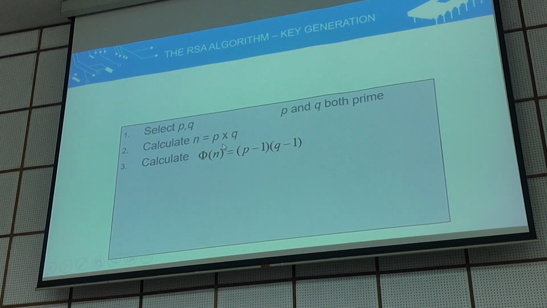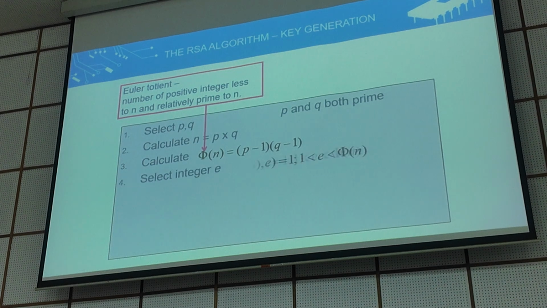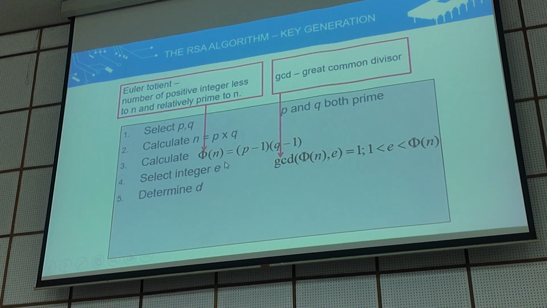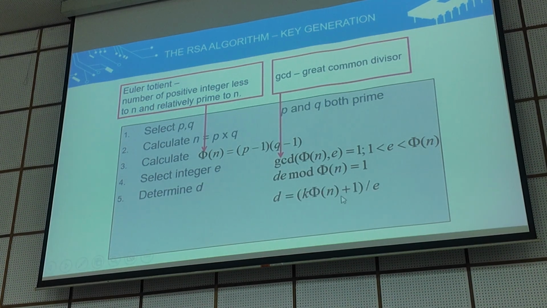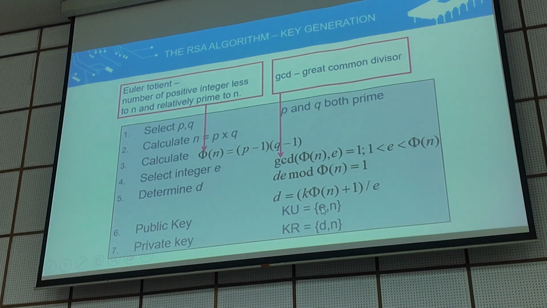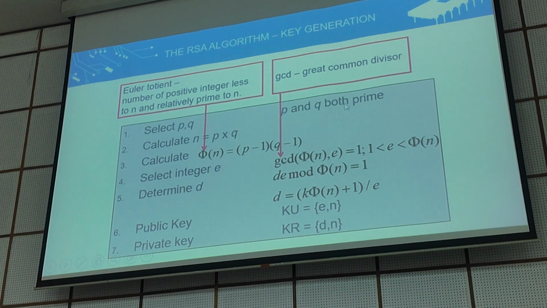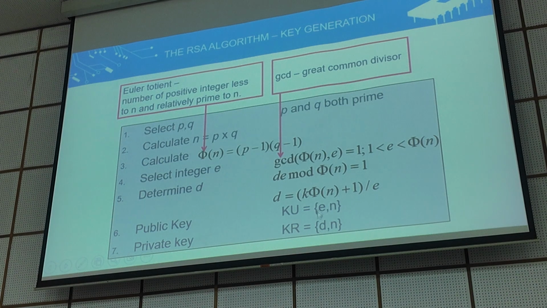After that, they find the formula (P minus 1) times (Q minus 1). Then they select the integer E and determine D by using the formula. Then the public key KU is equal to E and N. Private key is D and N. Okay, public key is E and N, and private key is D and N.